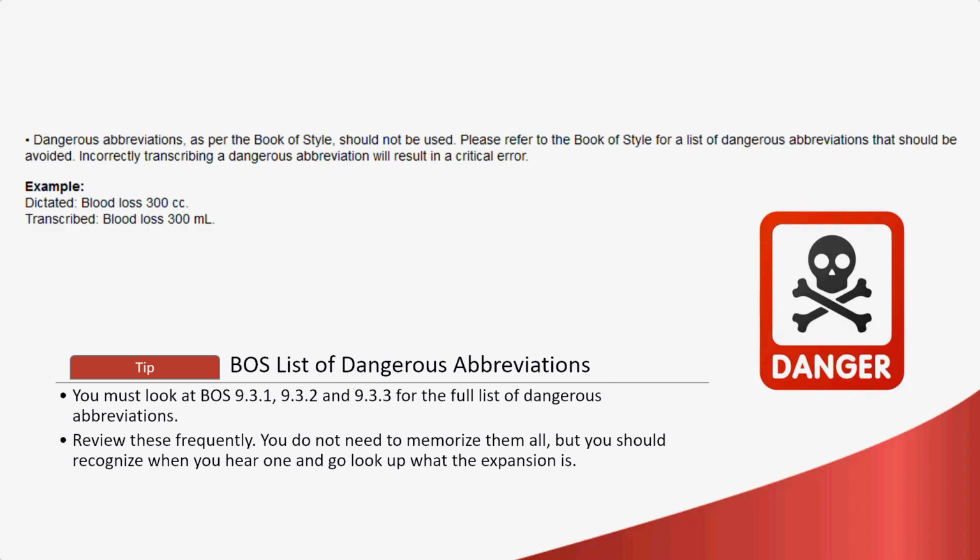Okay, dangerous abbreviations should not be used. Please refer to the Book of Style for a list of dangerous abbreviations that should be avoided. Incorrectly transcribing a dangerous abbreviation will result in a critical error. So going down to the bottom here, the full list is in 3 sections of the Book of Style: 931, 932, and 933, that will be your full list of them. Now, I highly recommend that you review these frequently. Maybe as you're just getting familiar with them, you might want to look them over every day or every other day quickly. You're not trying to memorize them, so don't panic because there's a lot.